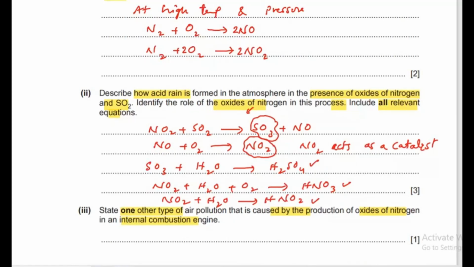State one other type of air pollution that is caused by the production of oxides of nitrogen in an internal combustion engine, that is photochemical smog.